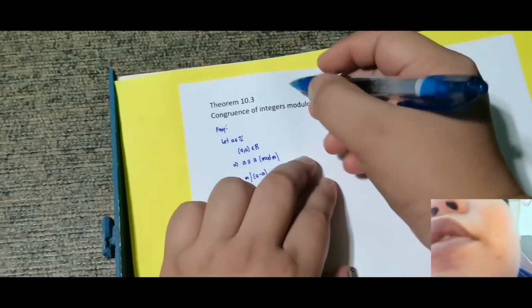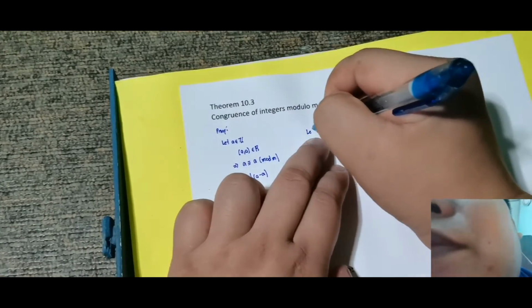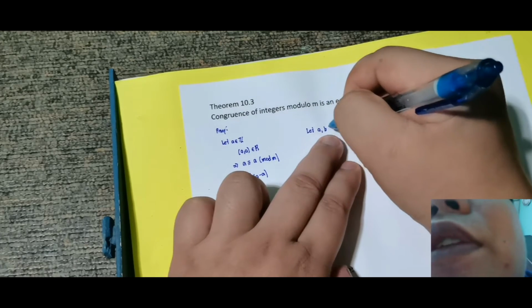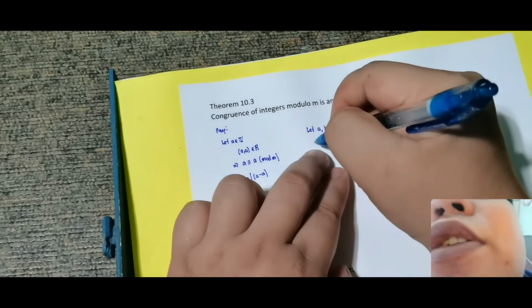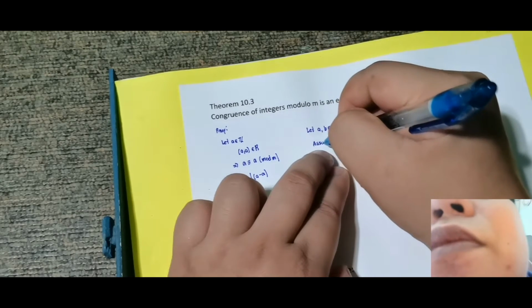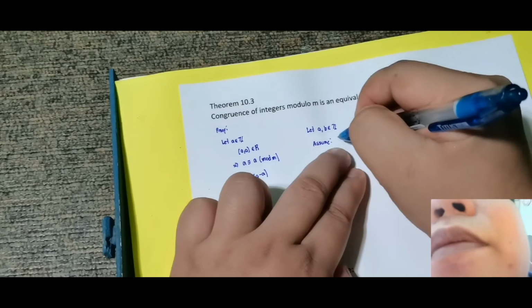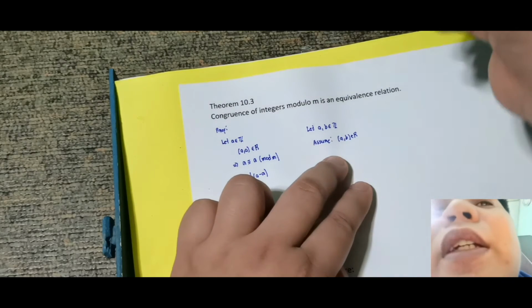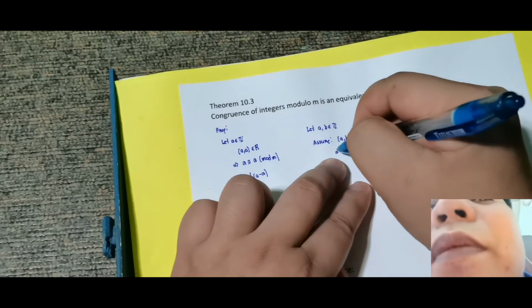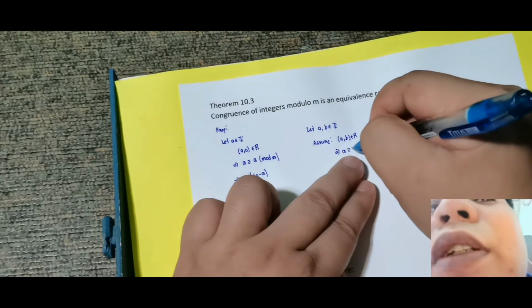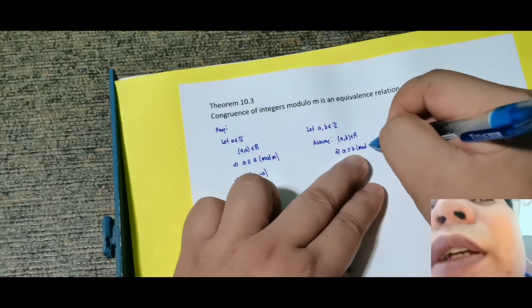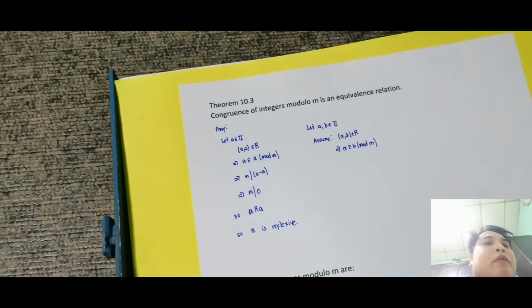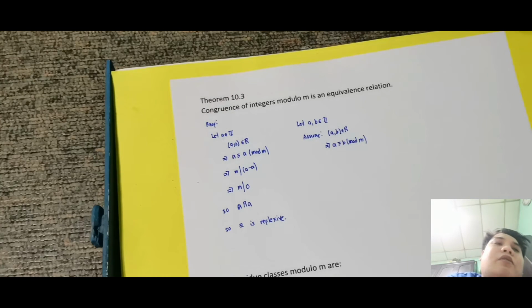Okay, so let a and b be elements of the integers. So assume natin na (a, b) is an element of R. Ibig sabihin yan, (a, b) element of R implies that a is congruent to b modulo m. So ano goal natin? Ang goal natin ay b congruent to a mod m, in which that is (b, a) element of R.